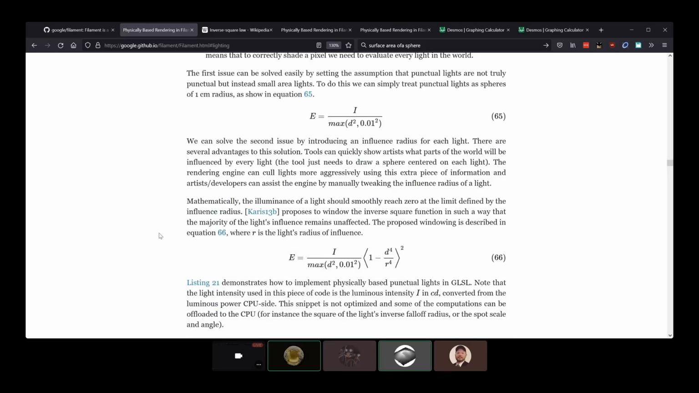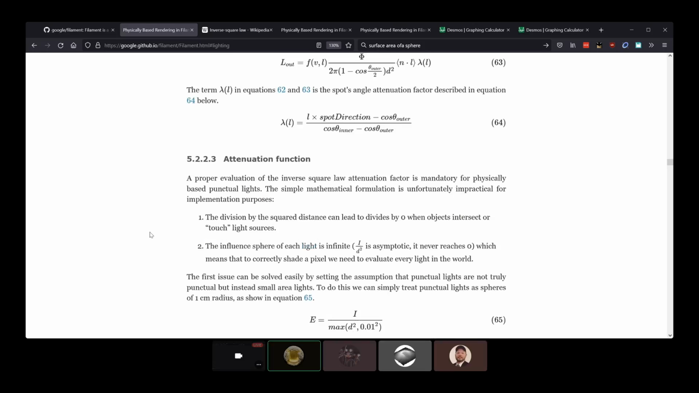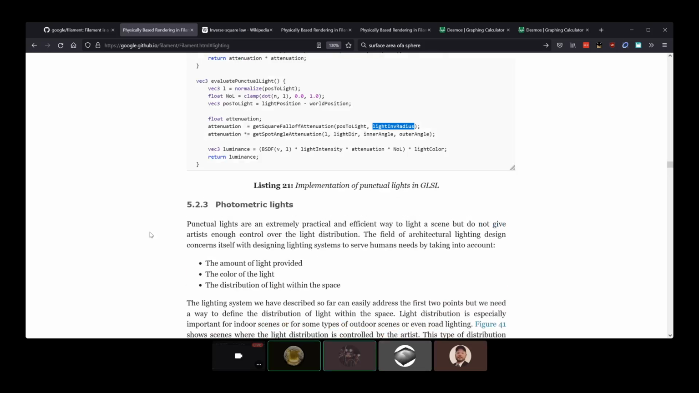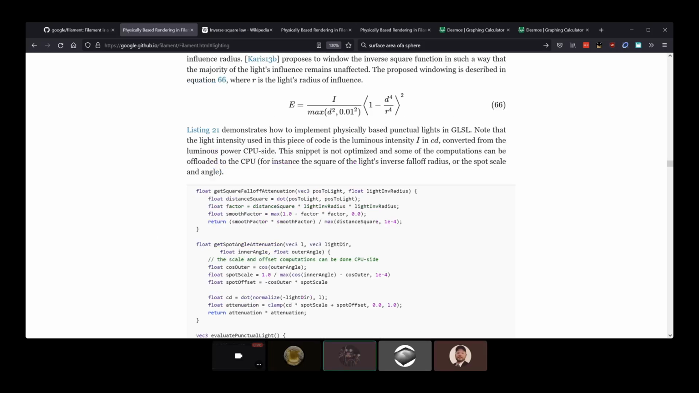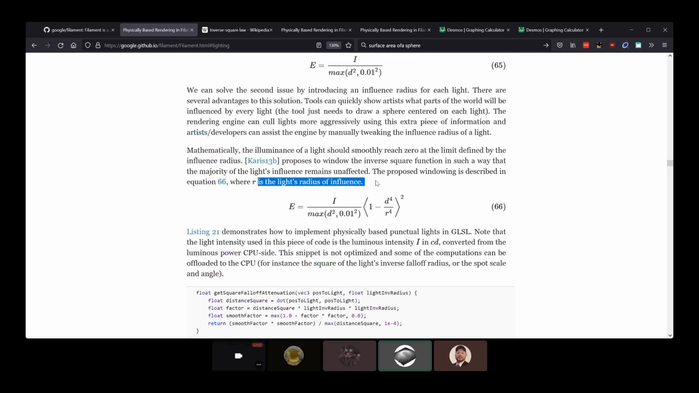How does it calculate R then? Does it say? No, it's just a parameter that the artist can control. Oh, yeah. Okay. Neat.